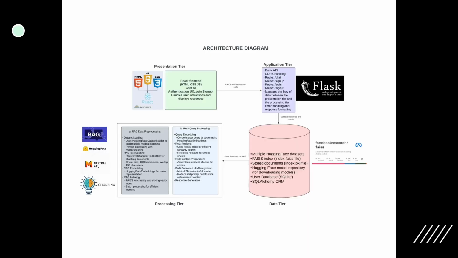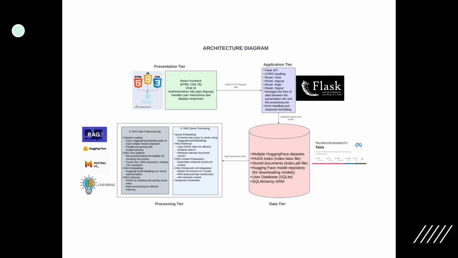The architectural diagram mainly consists of 4 tiers. The presentation tier. This is the front-end application, HTML, CSS, JS. It consists of 2 main components, Chat UI for user interaction with the medical chatbot, and the authentication UI, which is used for handling login and sign-up process. The front end is responsible for displaying responses and handling user interactions.